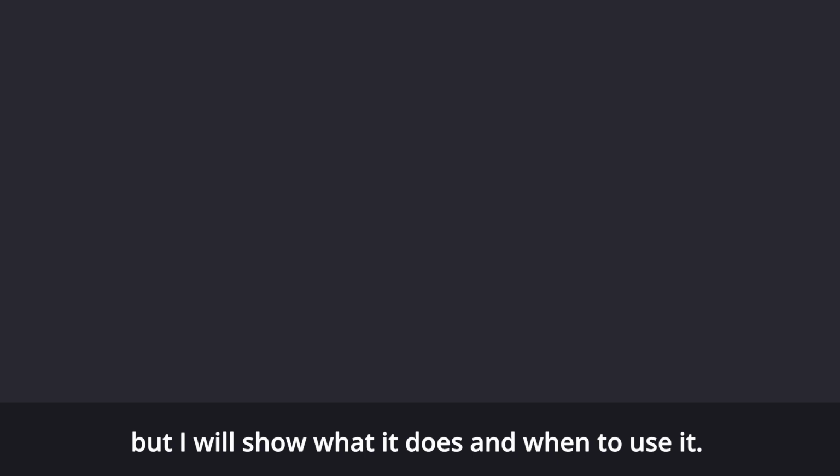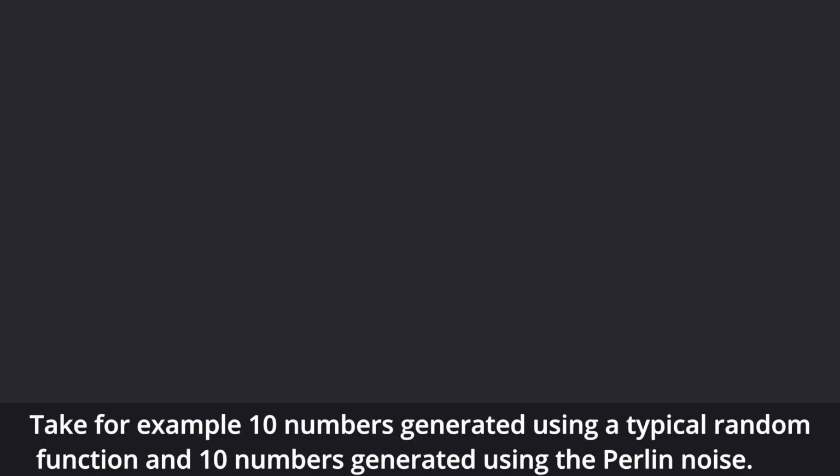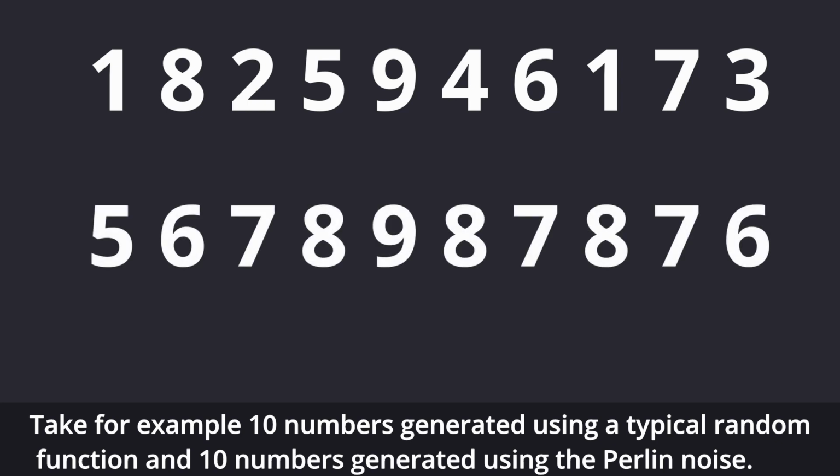Now, in this video I'm not going to explain how it works, since I have barely any idea about this myself, but I will show you what it does and when to use it. I think the most basic use case will be for a sequence of numbers. Take for example 10 numbers generated using a typical random function and 10 numbers generated using the Perlin Noise.